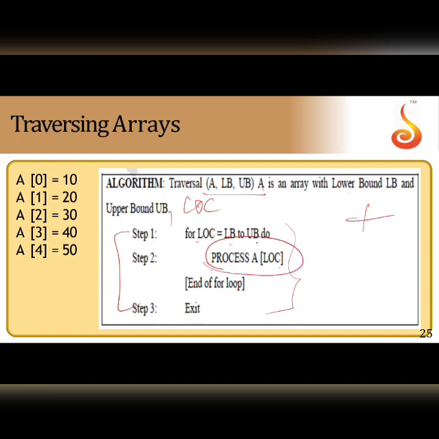So process is nothing but what you will do with each element. You will start from 0 to n minus 1. You go on retrieving each element, doing that process, storing it back, and exit. This is the generic algorithm for traversal.